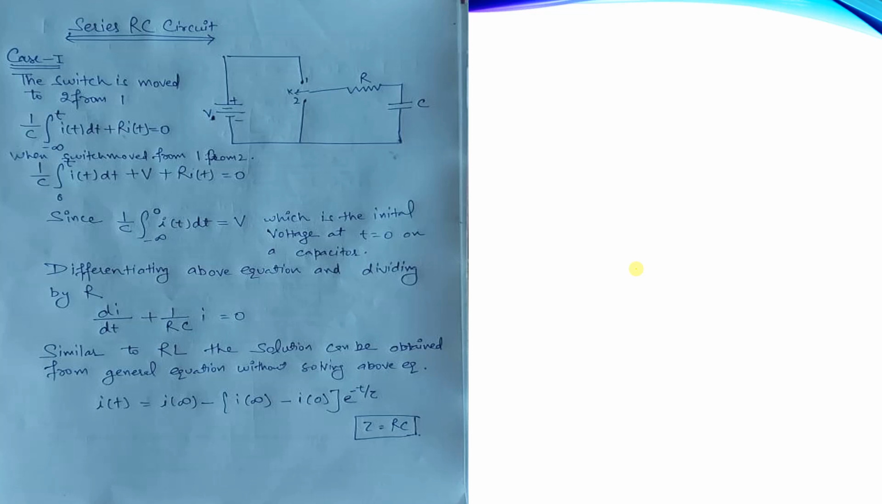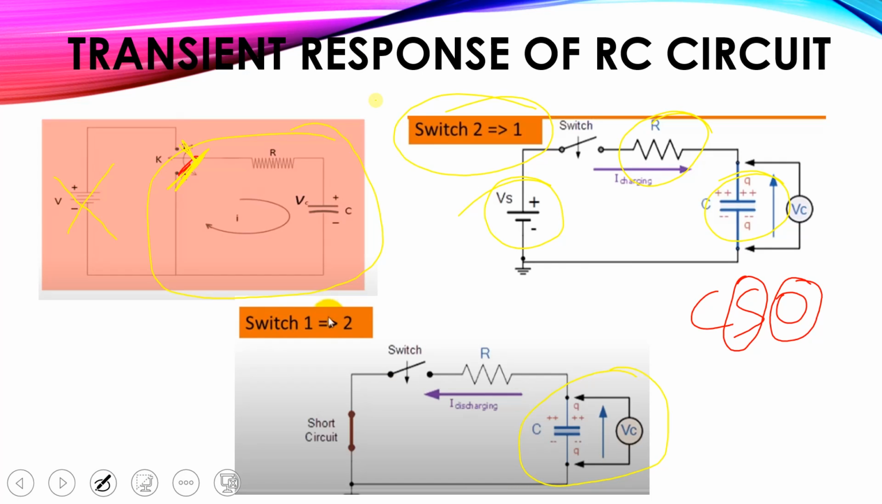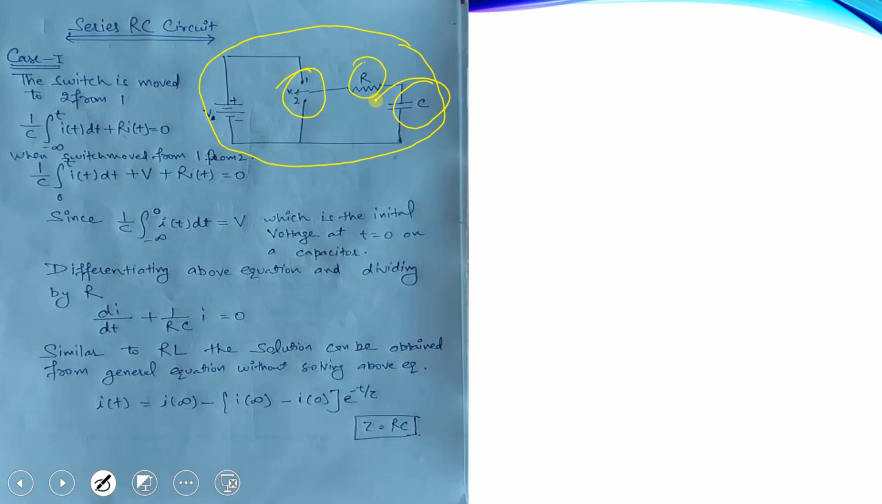Here we are doing the derivation for the series RC circuit. Case 1: this is the basic circuit, in which we have the voltage source, the switches, the resistance R and the capacitor C. The switch is moved to 2 from 1. Initially we consider that the switch is at 2. We connect it to 1, and the equation becomes (1/C) ∫ from −∞ to t of i dt + Ri(t) = 0.